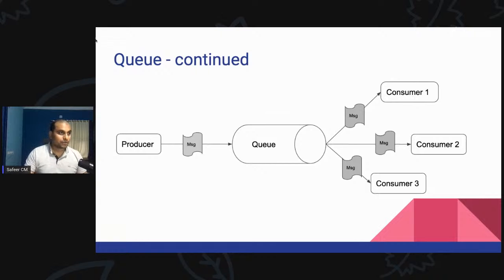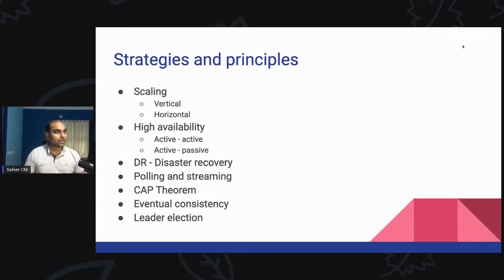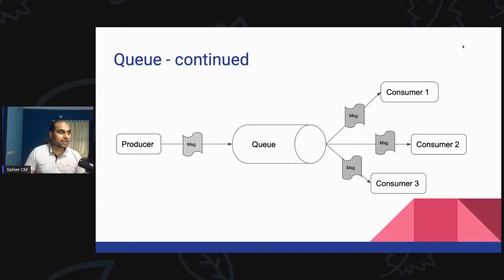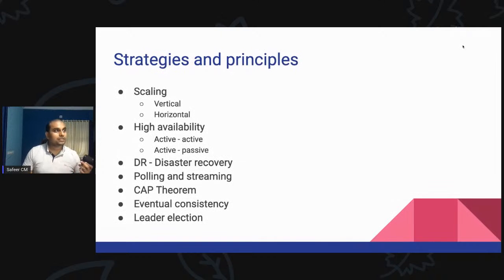So again, this is the picture representation of the queue. A producer produces a message, and that message is kept in the queue, and one or more consumers consume it at their convenience. So these are the building blocks that we had to talk about. And this is not all. There are a bunch of strategies and principles that are part of system design. But in the interest of time, we would only be looking at some of them.